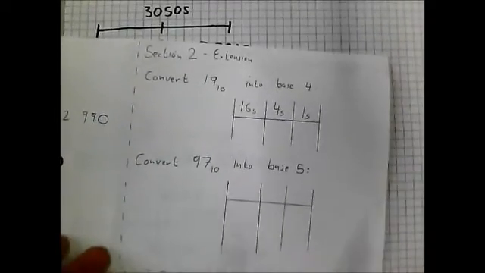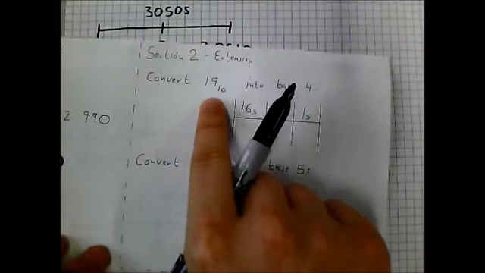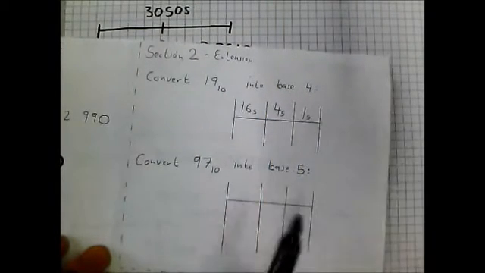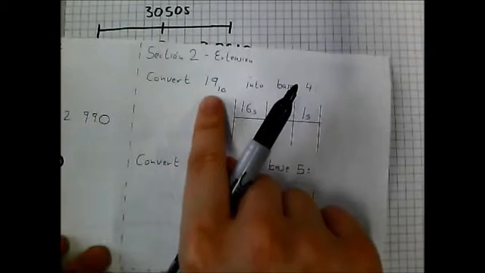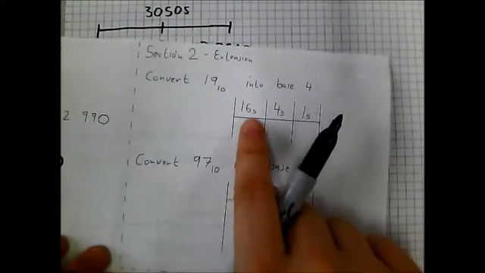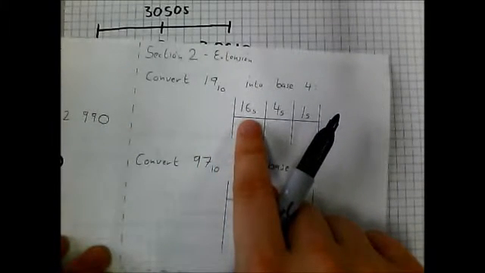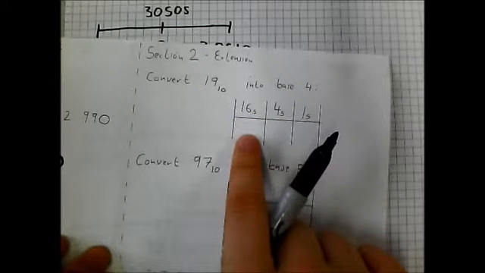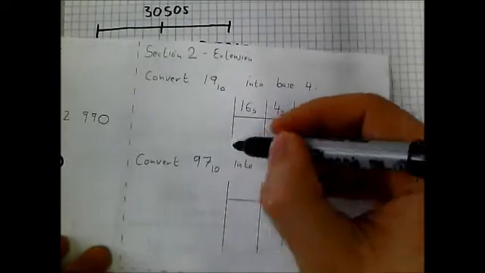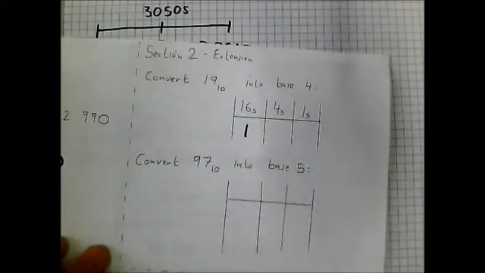Okay, we're being asked to convert 19 in base 10 into base 4. So I'm going to start with the biggest one that I have. That's going to be 16s. I need to think, how many 16s do I need? If I've got one 16, I'm going to have 16. If I have two 16s, I'm going to have 32. That's going to be too much. So I only want one 16.